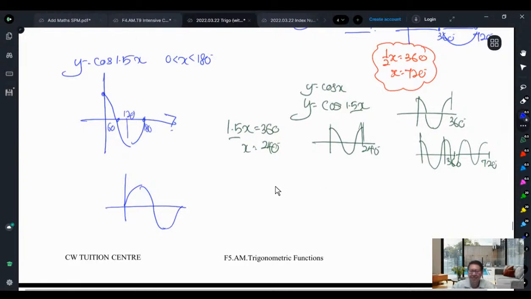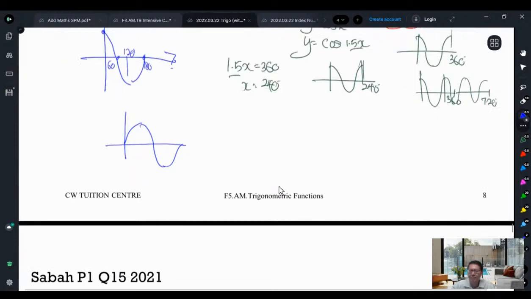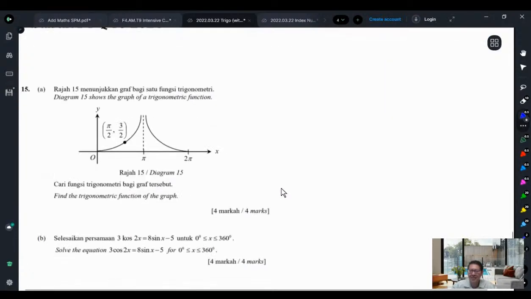Okay, now the next one is the most difficult one. This is the tangent.